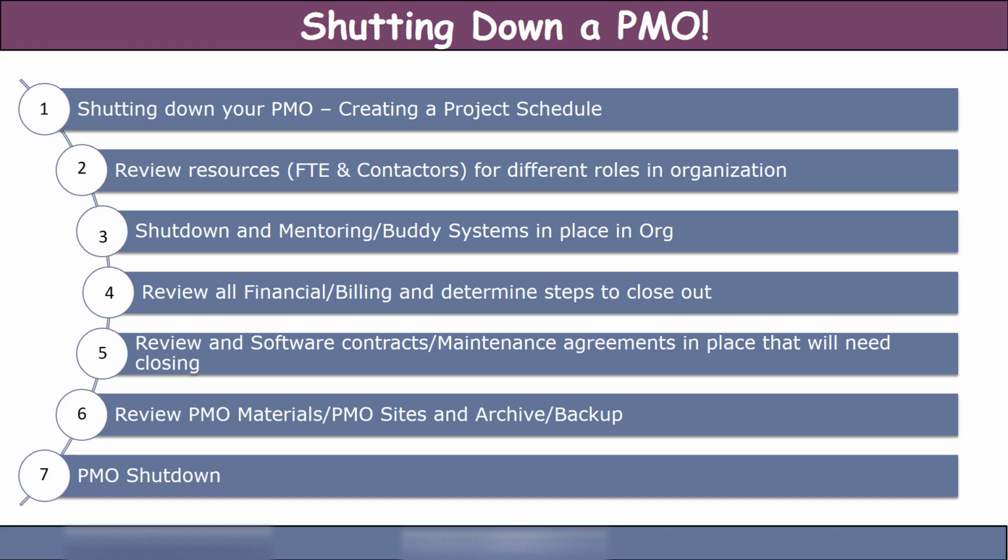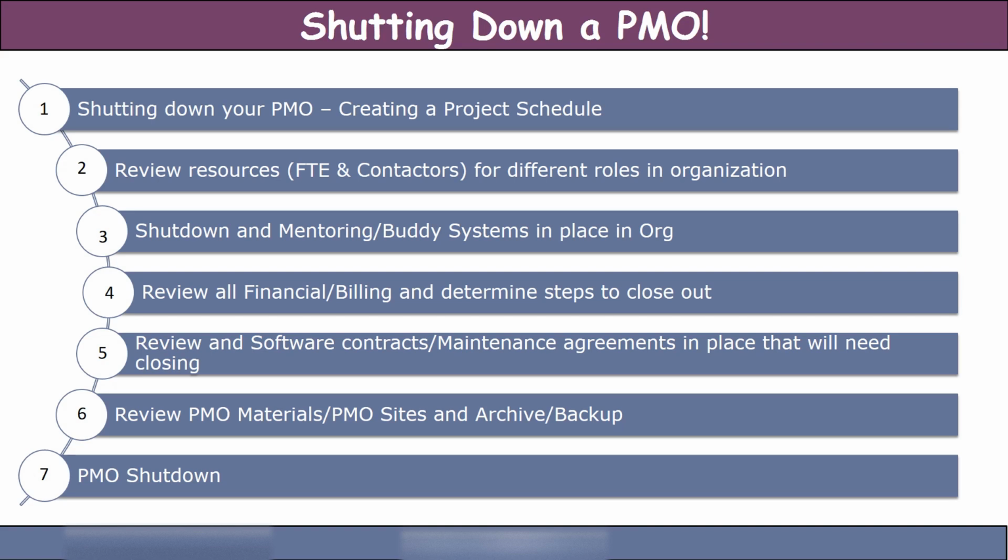Step 1 is creating a project schedule. Step 2 is review the resources, your FTEs and your contractors or vendors, and look for different roles for them in the organization. Number 3, shut down your mentoring and buddy systems, right? We talked about them in the building and in the running, and now it's time to shut those down formally. Number 4, review all financial billing and determine the next steps to close out. Number 5, review software contracts and maintenance contracts, right? And understand what they have in place and then how you can go about closing those down.